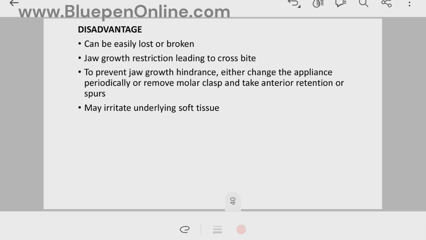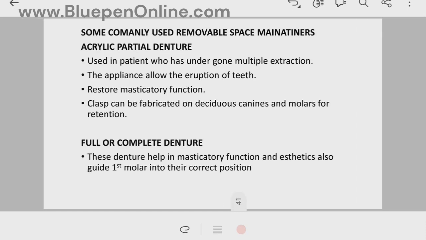Now, what are the disadvantages? It can easily be lost or broken. If it's broken, it's gone. Jaw growth restriction leading to crossbite is an issue, as it will keep that space like that only. So there is a restriction like that. To prevent jaw growth hindrance, either change the appliance periodically or remove the molar clasp and make anterior retention with spurs. That's how we can solve it. Also, it may irritate the underlying soft tissue. So these are some disadvantages. I know this is very simple. Just by reading, you will understand everything, but still I'm repeating it.